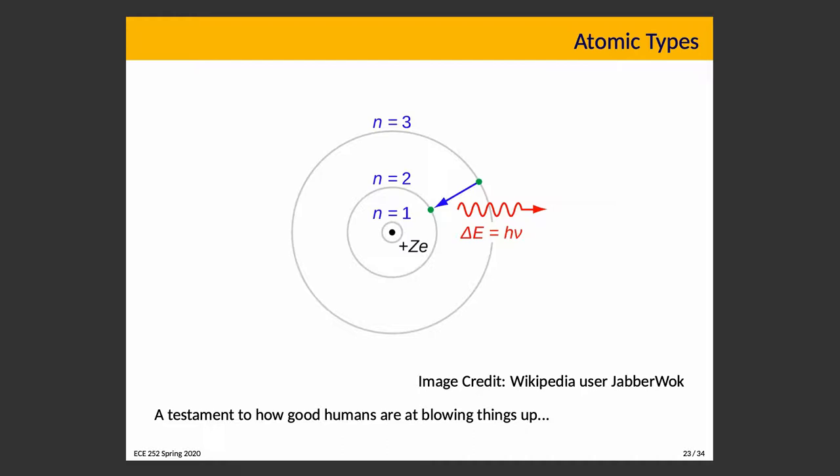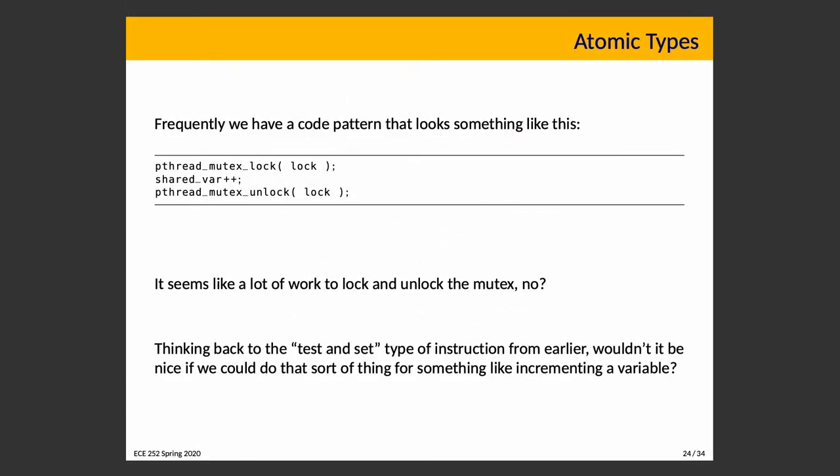What I actually want to talk about are things that are indivisible. And we've already learned that we could use the concept of locking and unlocking to make a critical section indivisible. But sometimes that's not enough. So very frequently we have a code pattern that looks something like this. We lock a mutex, increment a shared variable, and then unlock. This is fully correct.